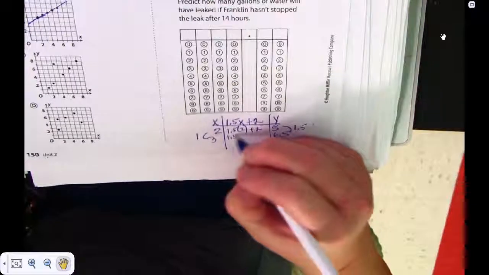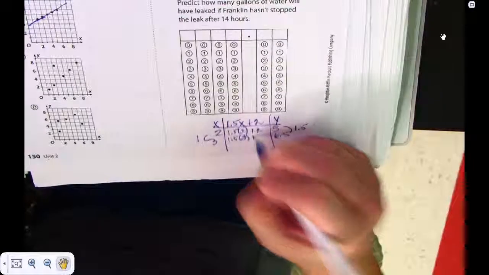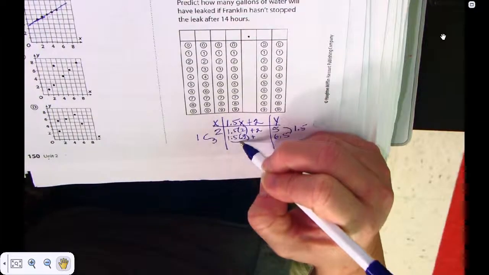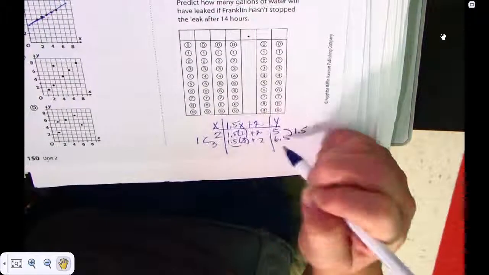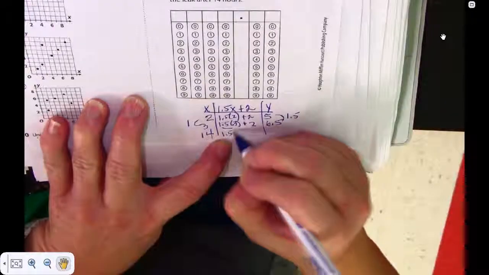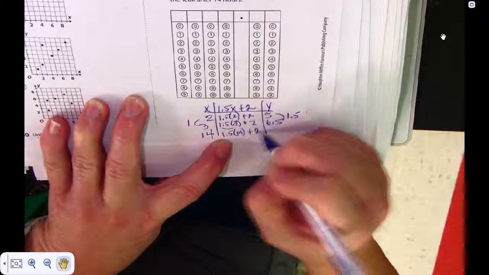1.5 times 3 plus 2, does that give you 6.5? Yes. So now we're going to do 14. Now that we know the expression, we're going to substitute 14 in for x. So 1.5 times 14 plus 2.